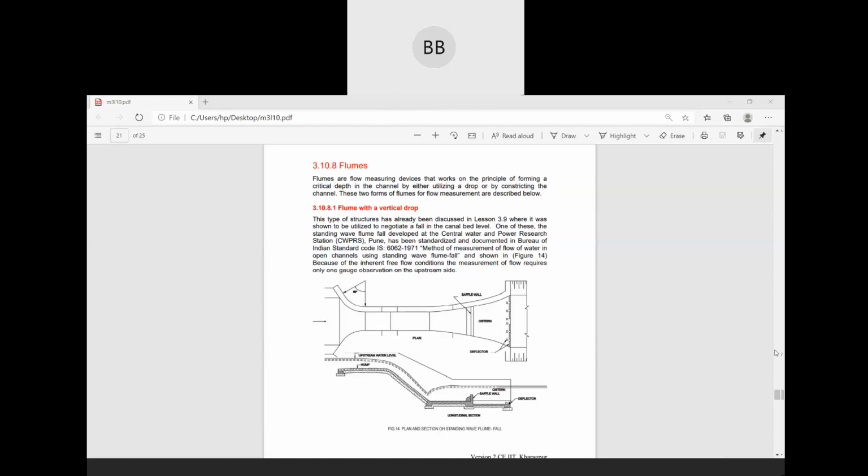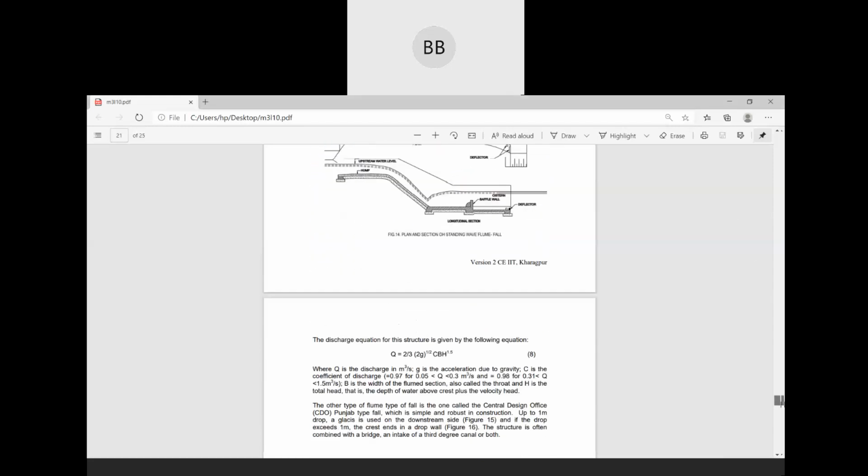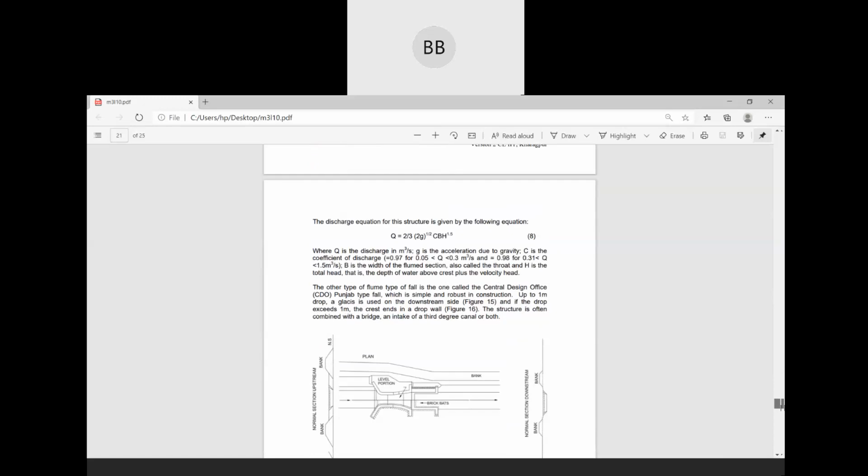So we have an equation to find the discharge through an open channel using a flume. Don't worry, in the next class I'll give you a proper diagram of the flume so that you can understand it better. Now you can write down the equation for the flume.